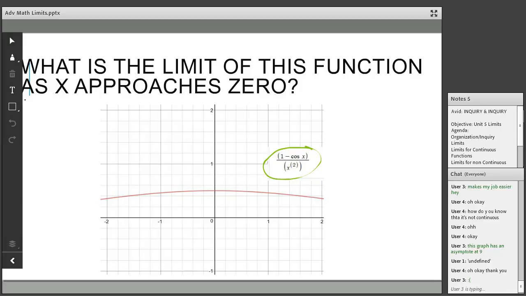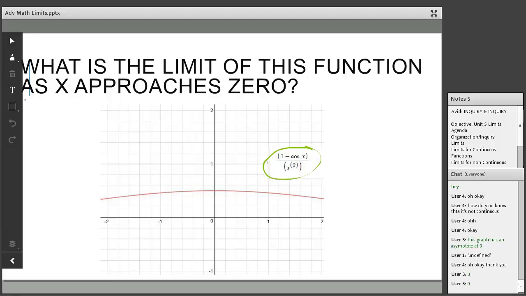I graphed it on Desmos. This is the graph, but where is this function undefined? x equals 0, right? So x cannot equal 0. So right here, we have a hole on our graph. Okay. So what is the limit of this function as x gets closer to 0? You might want to do it on your own Desmos so that you can see it, or I put it up here. What is our limit, looking at this graph as x approaches 0?